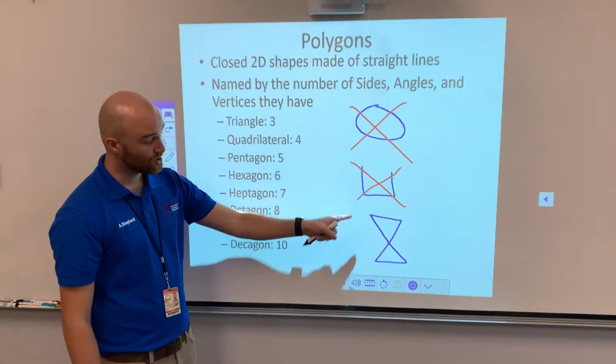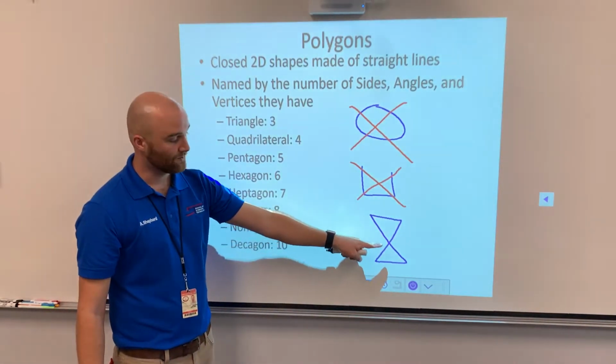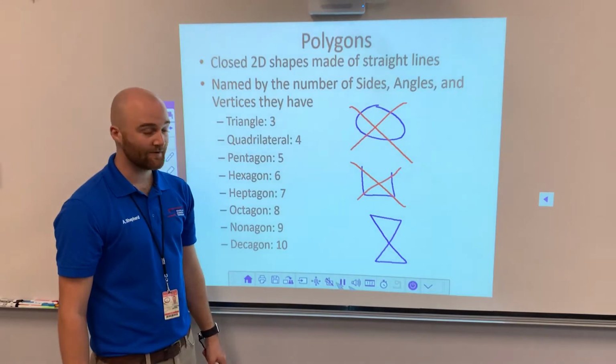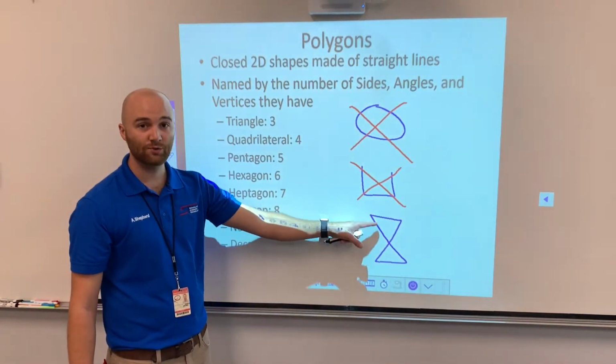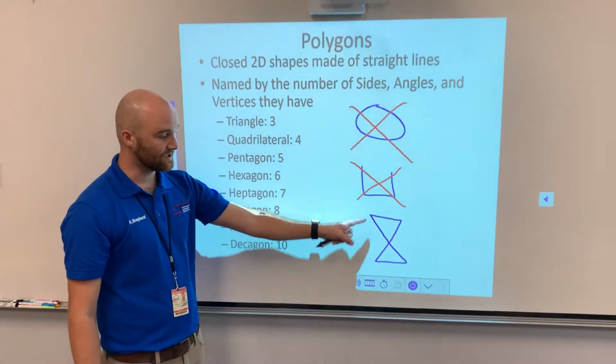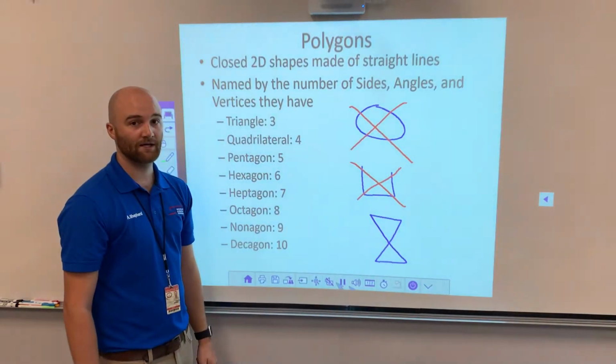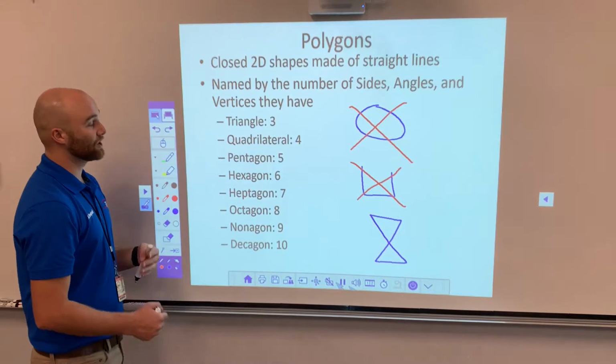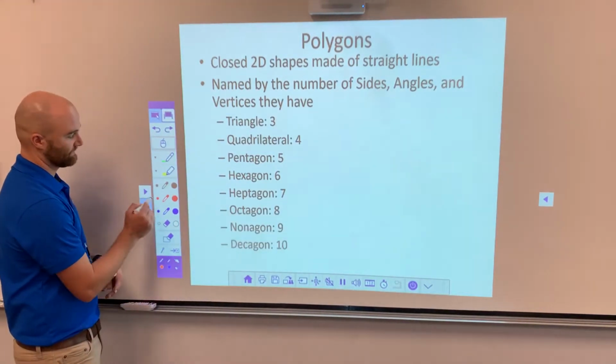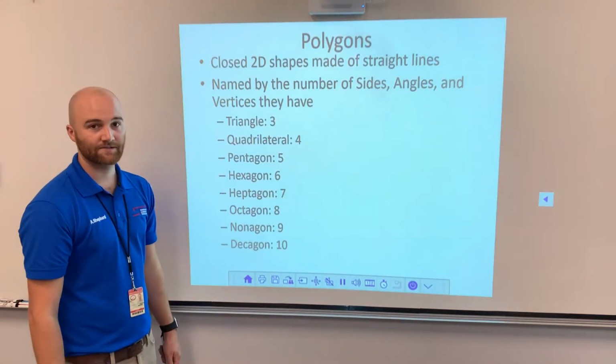That's in fact two separate polygons. When these lines bump into each other, it splits it up into two separate polygons. Each one of these is a polygon, but the whole thing is not one polygon. Okay? Polygons are closed 2D shapes made up of straight lines.